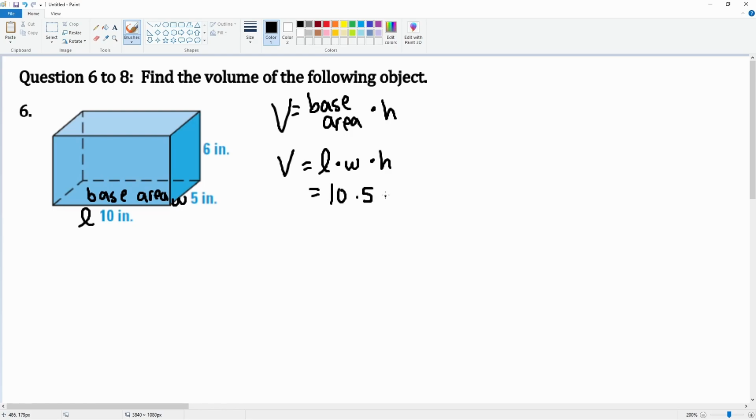10 times 5 times 6. And that should get us our volume. 10 times 5 times 6. That should be 300. And it is inches cubed.